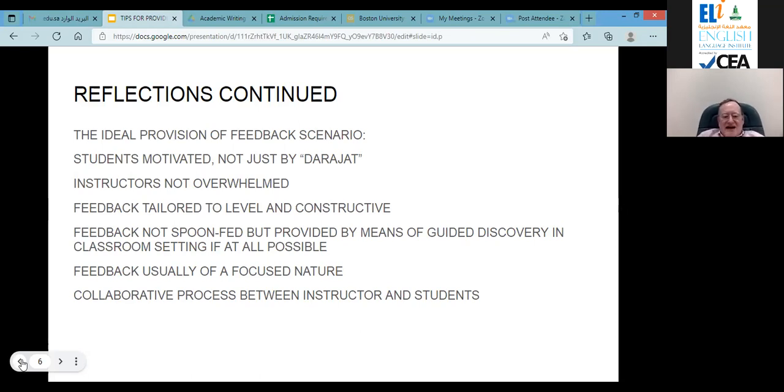We have a reasonable number of essays, so that we can give feedback that is meaningful, and this feedback should be tailored to the level. And of course, it's feedback that they can understand, and constructive, not destructive. It's not spoon-fed. So we don't always just circle the problem area and make the correction, and the student has nothing to do, just to substitute.